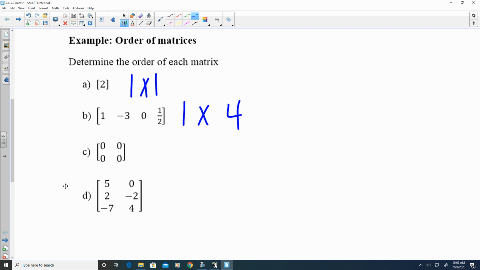Letter C has 2 horizontal rows and 2 vertical columns. So it's a 2 by 2. And letter D has 3 horizontal rows by 2 vertical columns. So it is a 3 by 2.